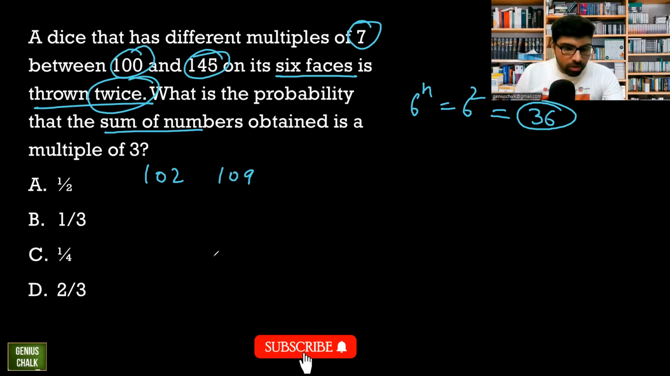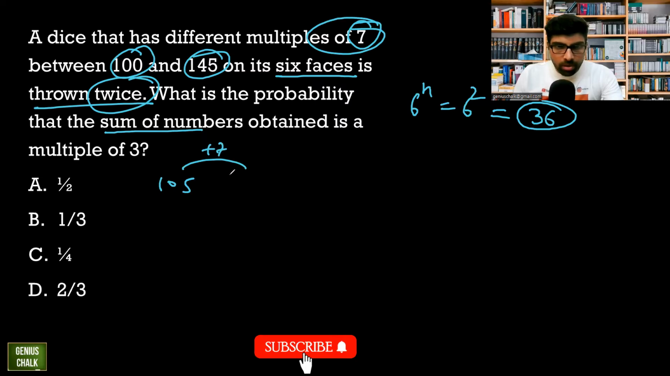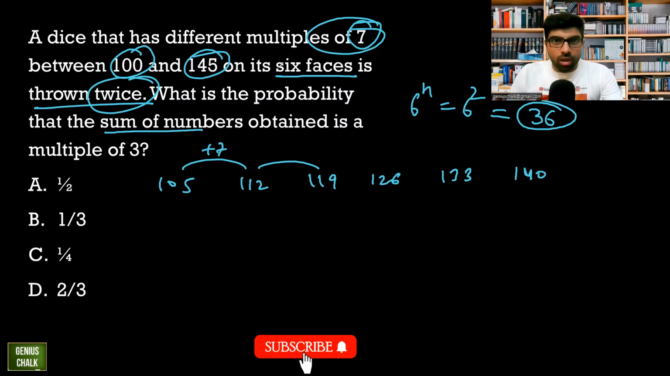So the first one is 105. The first number which gets divided by 7, a multiple of 7, is 105. Then just keep on adding 7. So it is 112. Then plus 7, 119, 126. Then 133, then plus 7, 140. So these are all the multiples of 7 from 100 to 145, because the next is 147, which we cannot take.